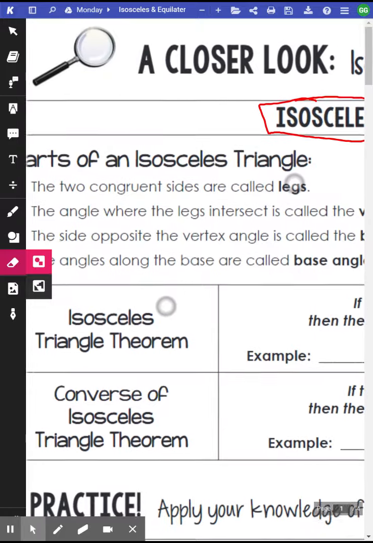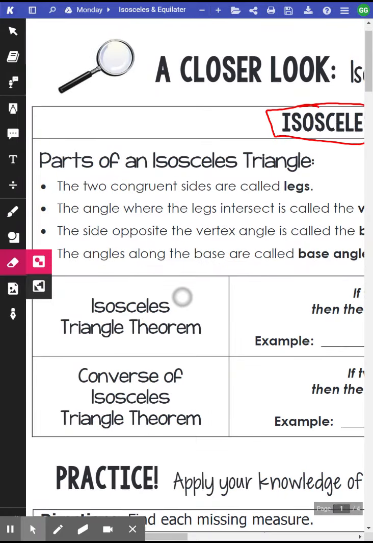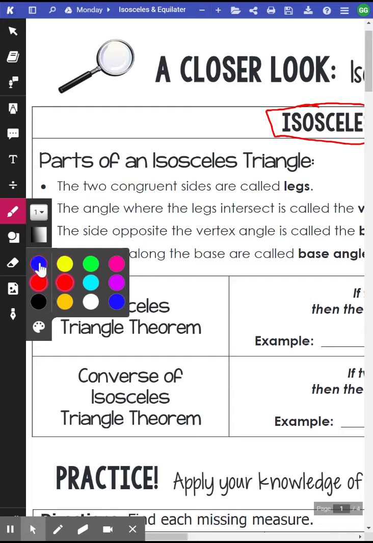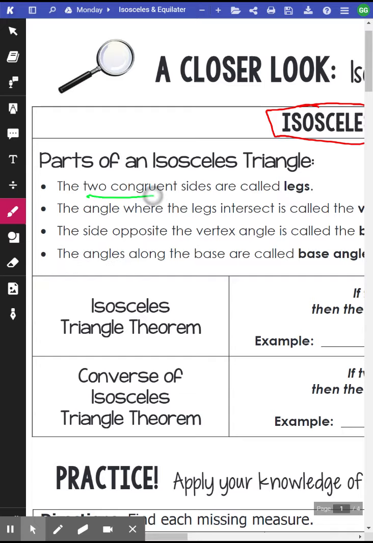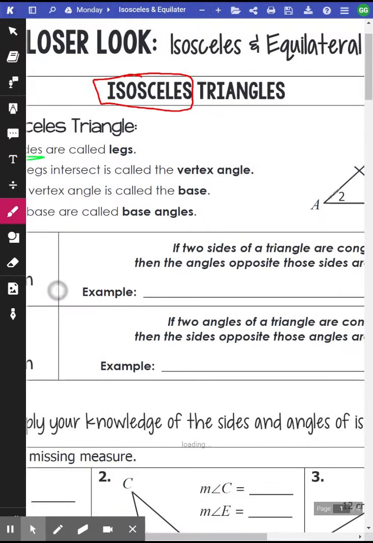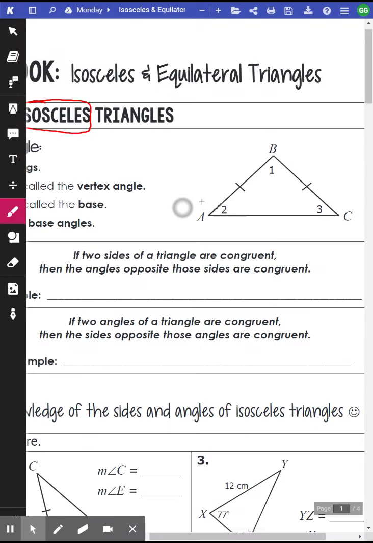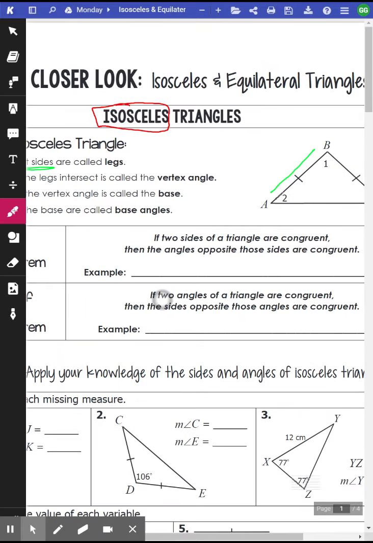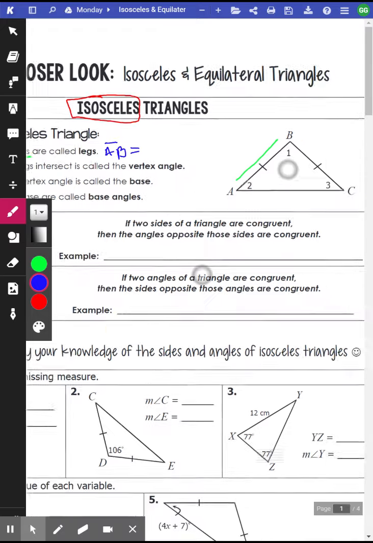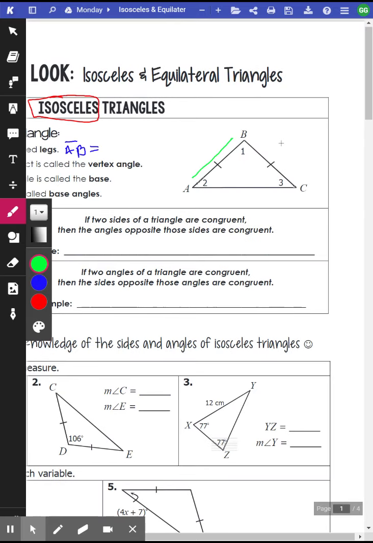Okay, so we're just learning that an isosceles triangle has two congruent sides. Those are called legs. So in this case, we have this side right here. So you can easily write AB is congruent or equal to BC.